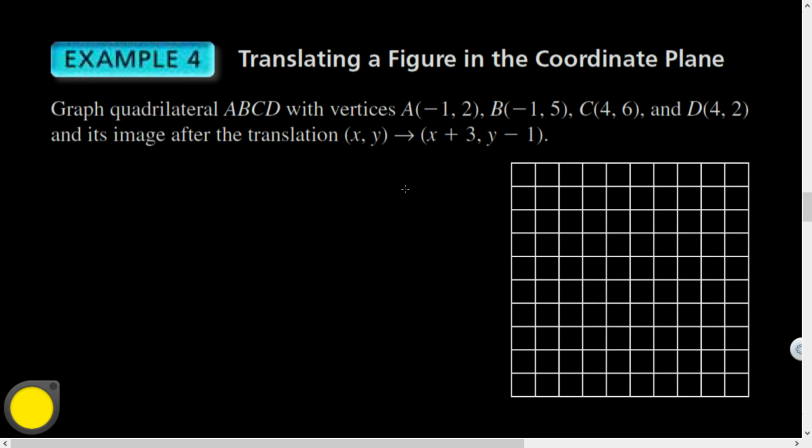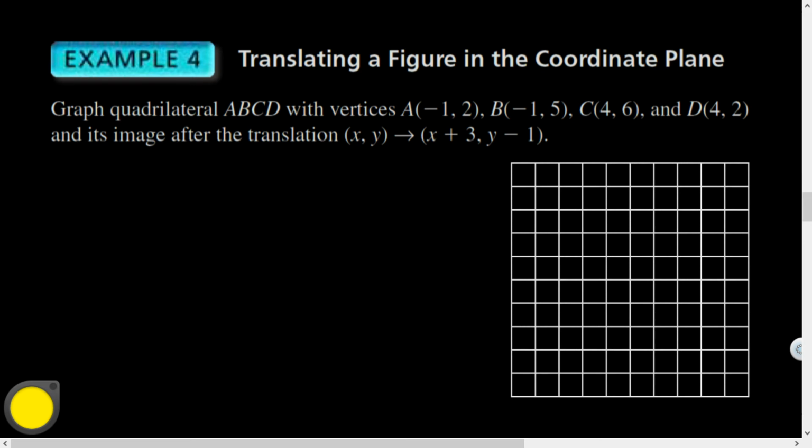All right, example 4. Translating a figure in the coordinate plane. Graph quadrilateral ABCD with the vertices as given. Let's see. Am I going to have enough space for this? Let me think. Am I going to have enough time, actually?